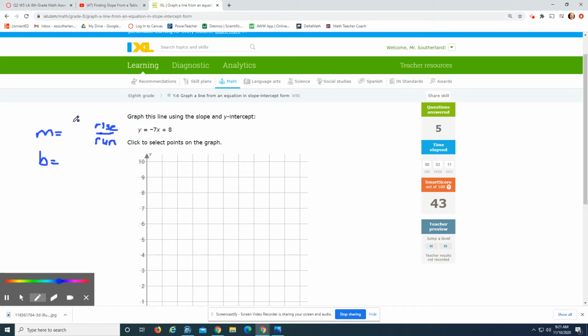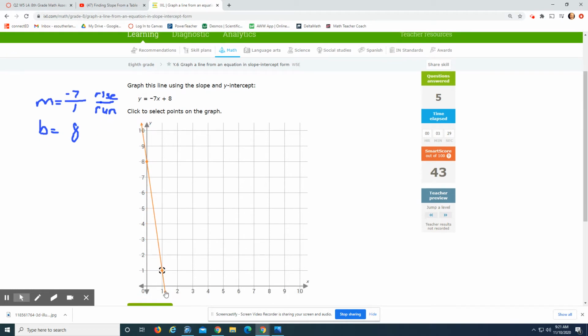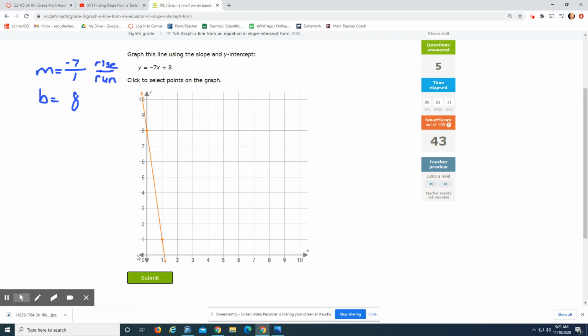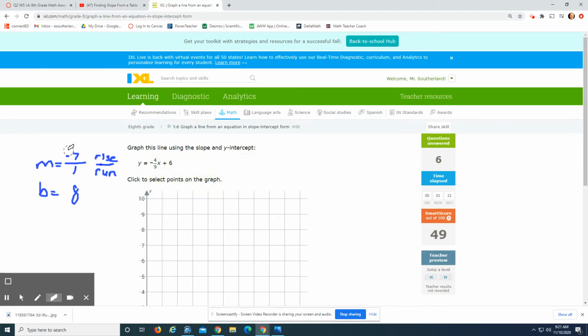So it says negative 7, which can be written as negative 7 over 1, and then 8. So that tells me that I'm going to start at 8, go down 7, 1, 2, 3, 4, 5, 6, 7, and then run 1. Again, notice how left to right is going down negatively. You just keep doing this over and over, same thing.